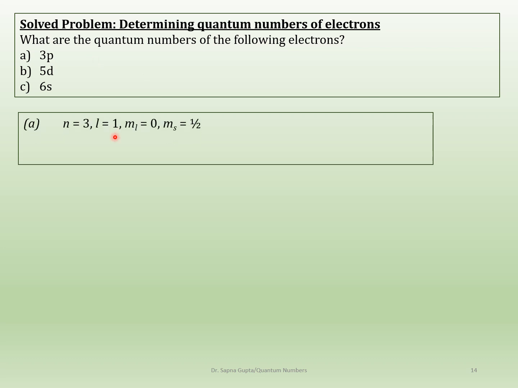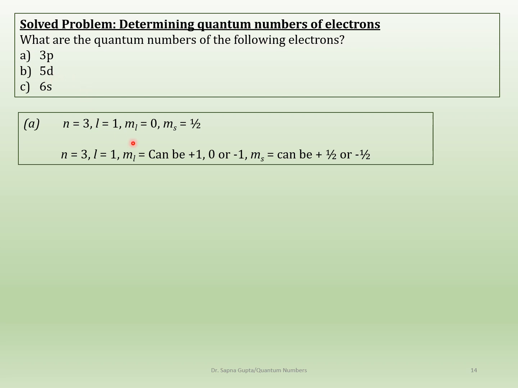Let's look at the first one. For A, the shell number is 3 because that's the 3 given to you. L has to be 1 because that's a p. So p is L equal to 1. ML can be anything now: -1, +1, or 0. MS can also be plus half or minus half. The main thing here was L is equal to 1. I've given you all the different possibilities that could be correct. You can see that we have to stick with these two numbers. The rest could be anything.